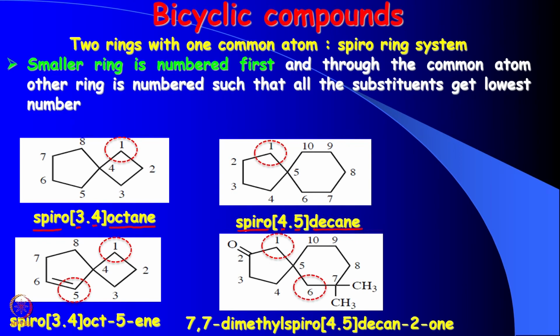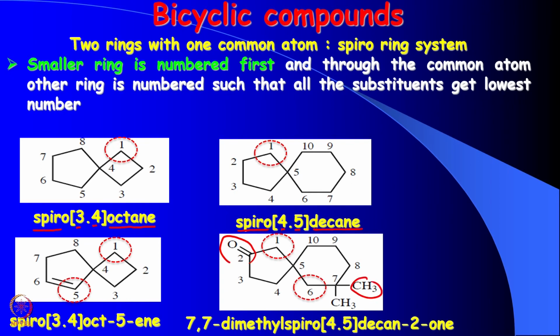So, let us talk about the fourth example. Third one I am leaving for you to understand yourself. The fourth example I am numbering in this way 1, 2, 3, 4, 5, 6, 7, 8, 9, 10. Here you see the numbering has been done in such a way that this functional group here gets the lowest number.